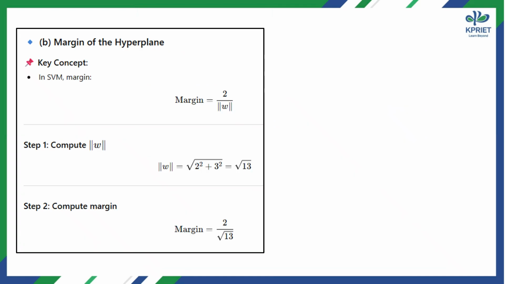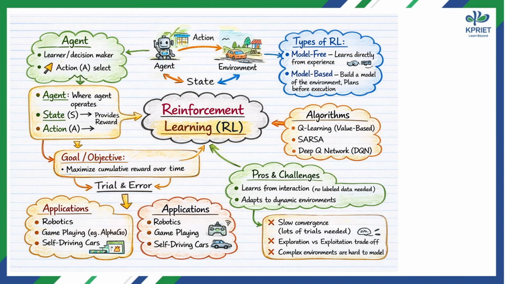The margin of the hyperplane is computed by 2 divided by the norm of w, which is equal to square root of 2 square plus 3 square, which is equal to square root of 13. So the margin is 2 divided by square root of 13.